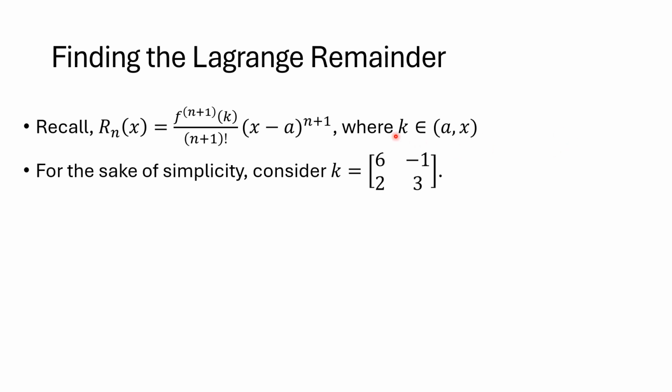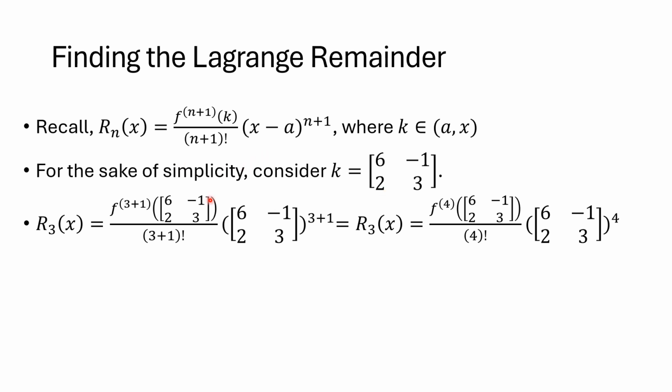I know k is supposed to be a value that would provide a maximum value for the n plus 1 derivative of f. Instead of doing that, I'm just going to say that k is equal to the matrix A, our original matrix. The reason is that I don't really know how we can find a maximum value for this, I don't know how we can find that max. So I just said, you know what, let's just pick the original matrix as our input for k.